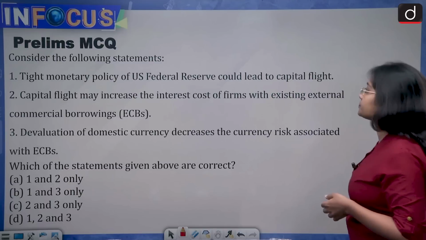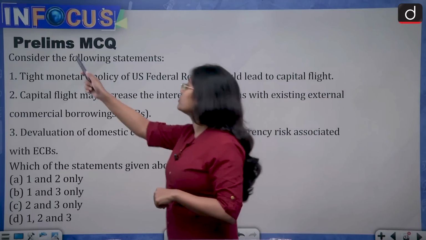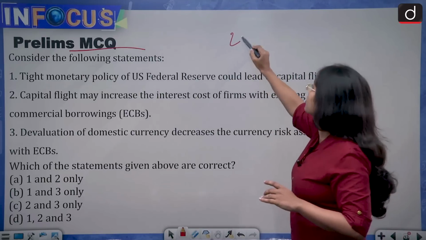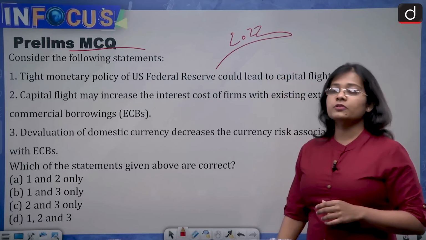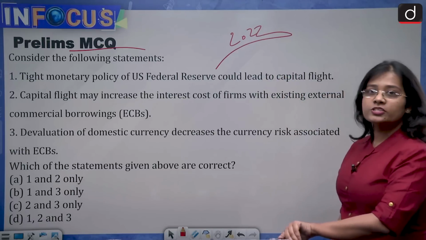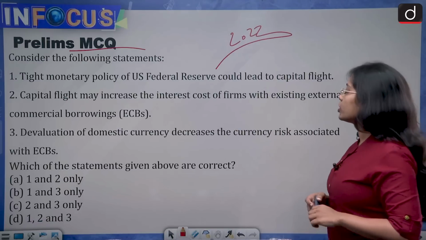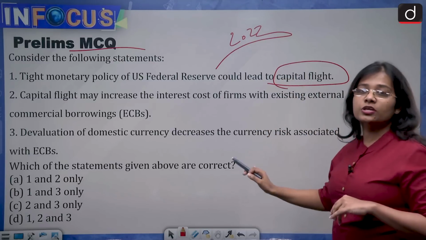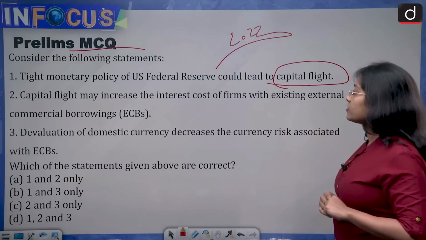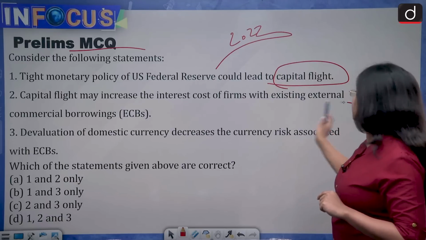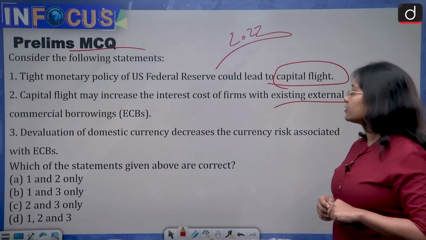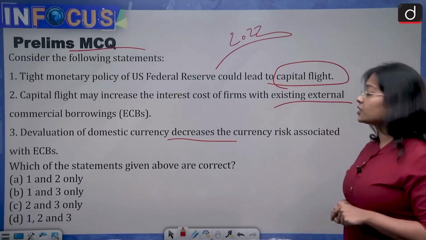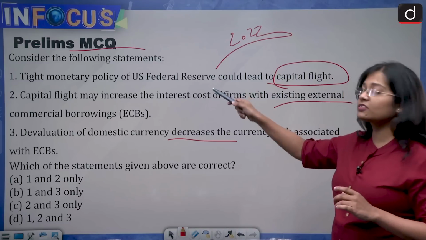Now let us come to a prelims MCQ, and you need to tell me the answer in the comment section. This is a previous year question of UPSC, asked in the 2022 UPSC prelims. There are three statements. Consider the following statements. First, the tight monetary policy of the US Federal Reserve could lead to capital flight. This remained much in the news. Second, capital flight may increase the interest cost of firms with existing external commercial borrowings. And third, the devaluation of domestic currency decreases the currency risk associated with external commercial borrowings. These are the three statements.